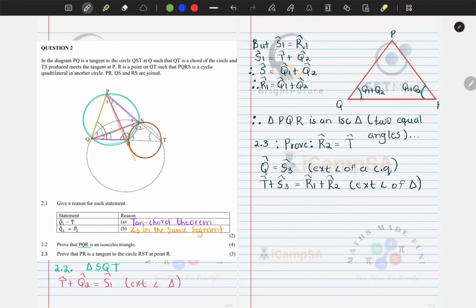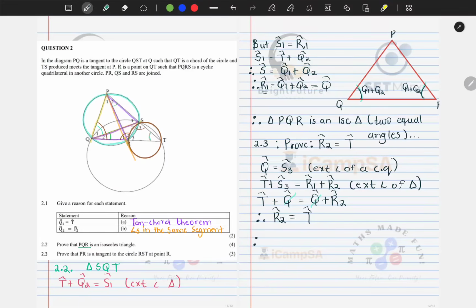So let's go ahead and finalize this answer. If you look carefully, angle T plus angle ST is the same as angle Q. So what we have is angle Q equals our R1. R1 at the top there is the same as angle Q. So we end up having angle Q plus angle R2. And if you observe carefully, these will subtract, and what we will be left with is R2 will be equal to angle T, which is exactly what we wanted to show.